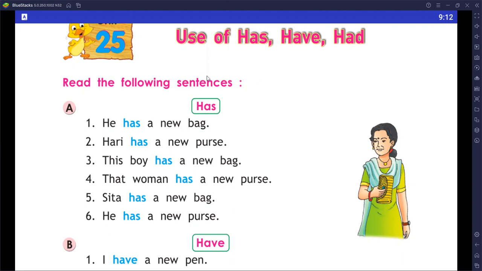Now read this sentence with ma'am. He has a new bag. He means one, right? He has a new bag. Hari has a new purse. This boy has a new bag. That woman has a new purse. Sita has a new bag. He has a new purse.